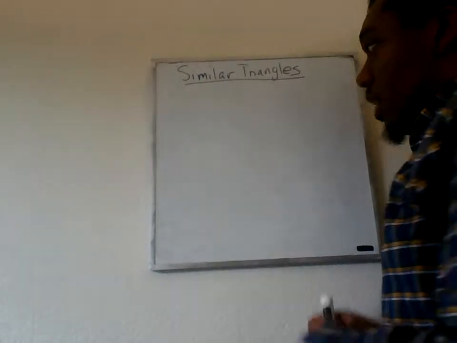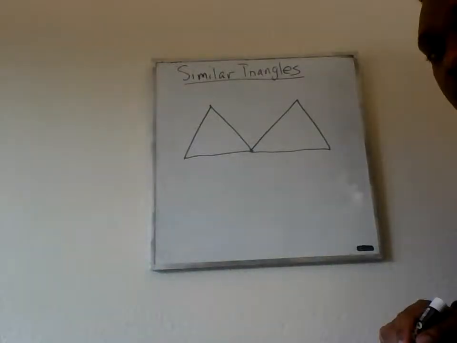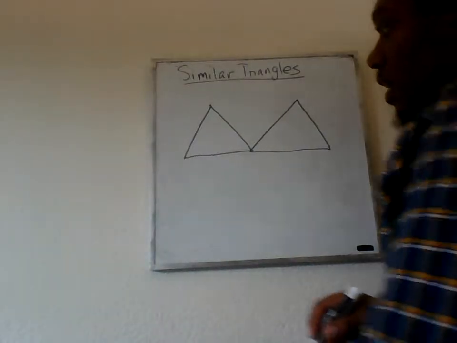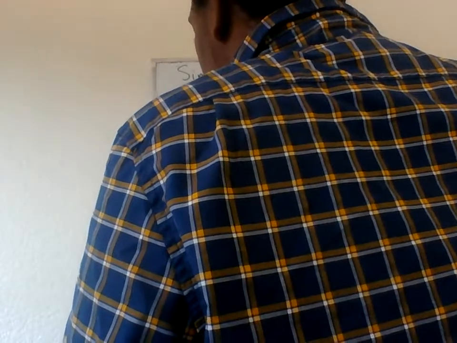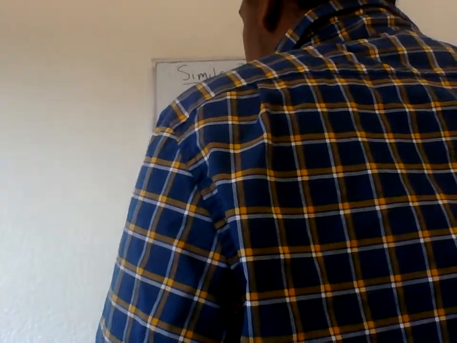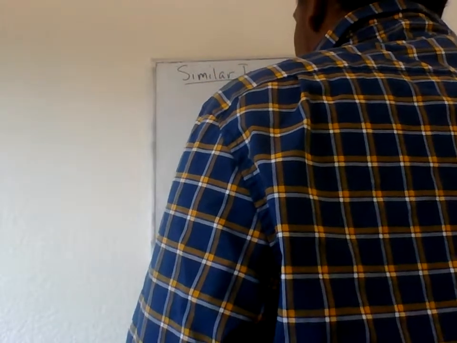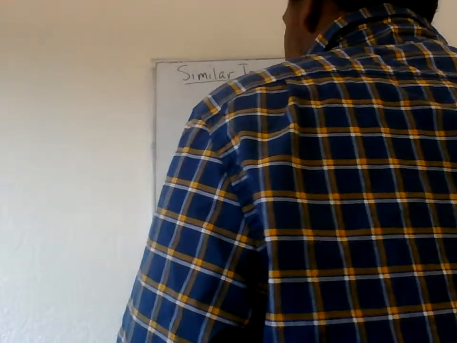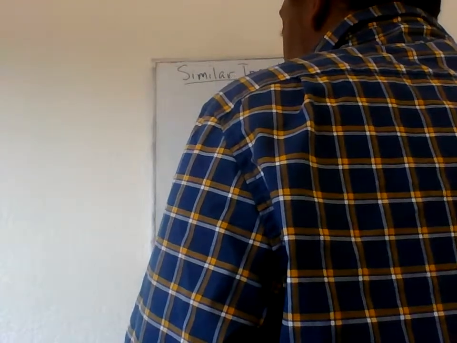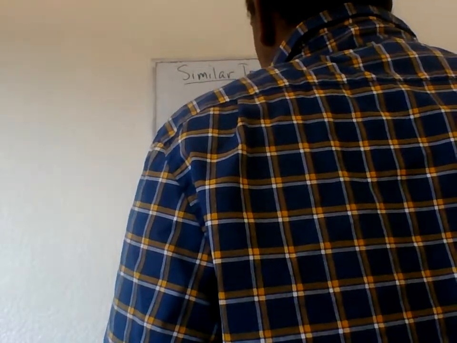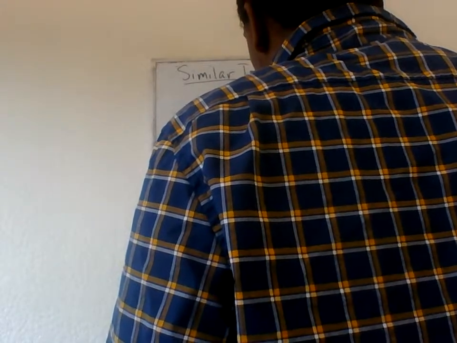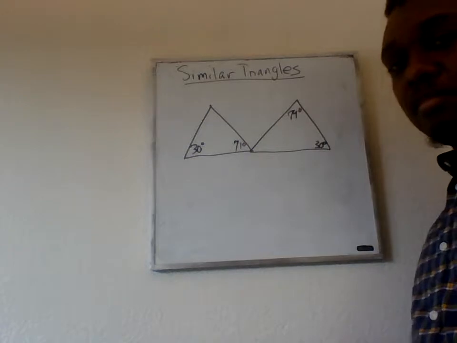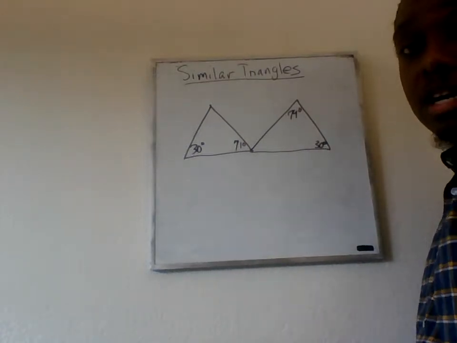So if I'm going to draw two triangles and tell you they're similar, okay, these two triangles here are similar. I want to tell you that the measurement of this angle is 30 degrees. This one is 71 degrees. This one is 30 degrees as well. And this one is 79 degrees. Okay. Well, the question is, are these two triangles similar?